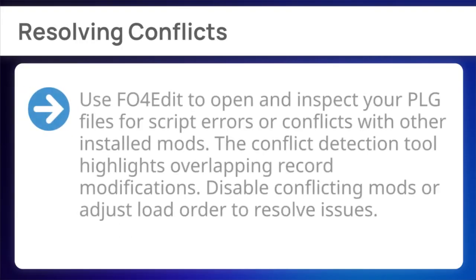Next, resolving conflicts. Use FO4Edit to open and inspect your PLG files for script errors or conflicts with other installed mods. The conflict detection tool highlights overlapping record modifications. Disable conflicting mods, or adjust load order to resolve issues.